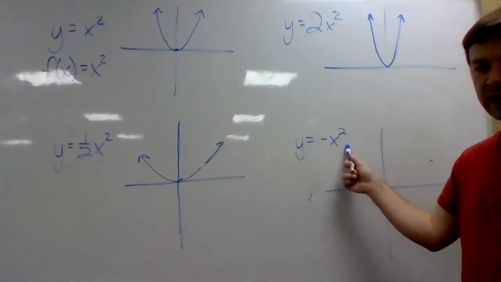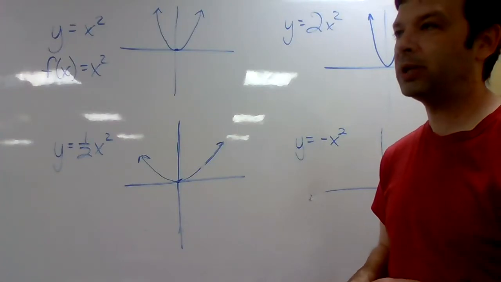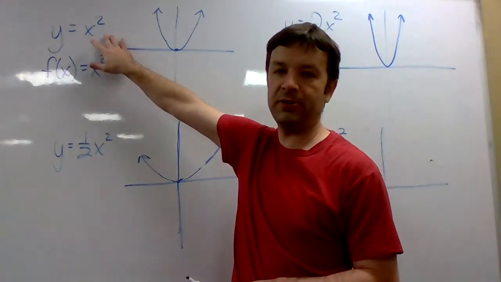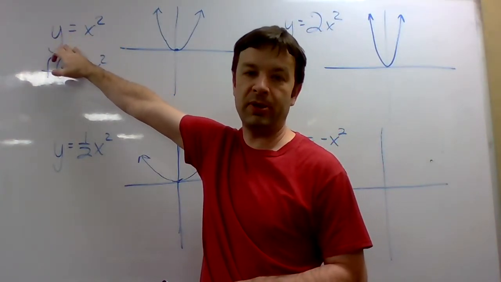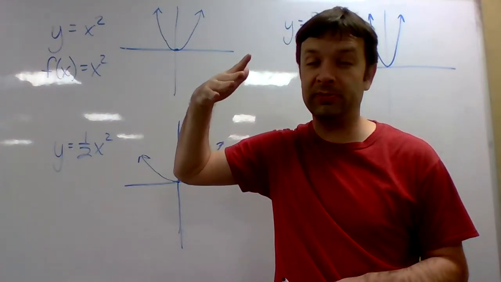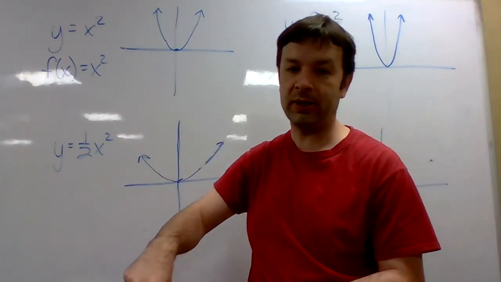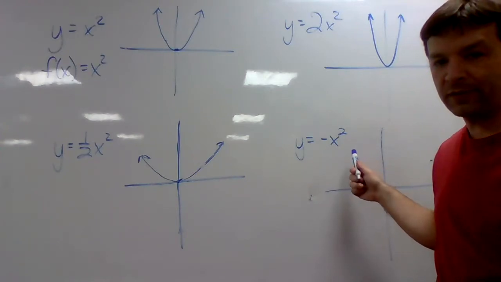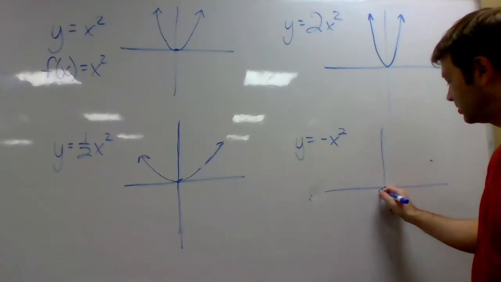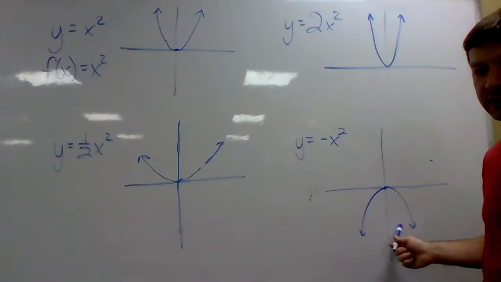All right. Now, last trick. What if they put a negative in front of the x squared? What do you think will happen? Well, you'll get all the same y values that you would have got up here, but they'll be negative y values. So on the graph, the negative y values are at the bottom. So when you put a negative in front of the x squared, it will be upside down.